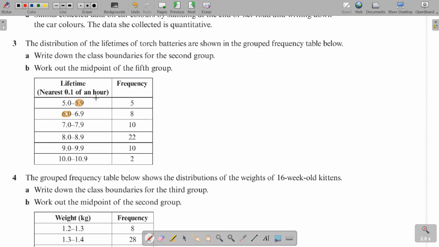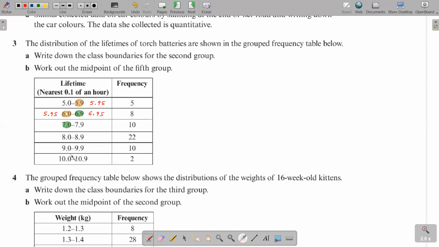Add the two values and divide. 5.9 plus 6.0 and divide. What is the value? 5.95. Do you guys agree with me? 5.95. And this one, 6.9. What's the corrected class boundary? 6.9 and 7.0. So the corrected class boundary is 6.95. How did I get this value? To get the midpoint, we simply add the two values and divide by 2.